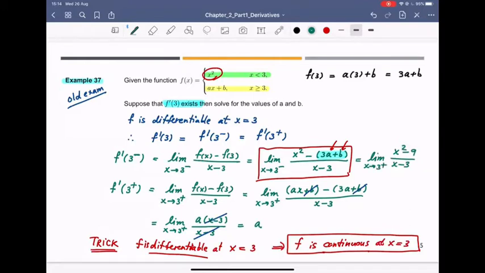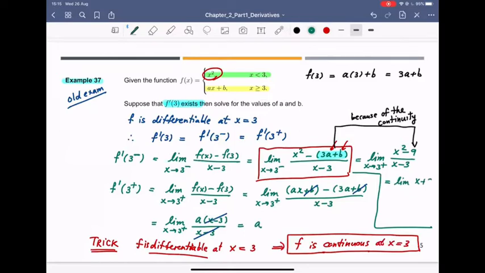Does it make sense? Because this 3a plus b is equal to 9. This is because of the continuity, right? And then after that you can, well, I give a space here. So after that you can factor, and then you're gonna get x plus 3. And then after that you have 6 here because you plug in x equal to 3.